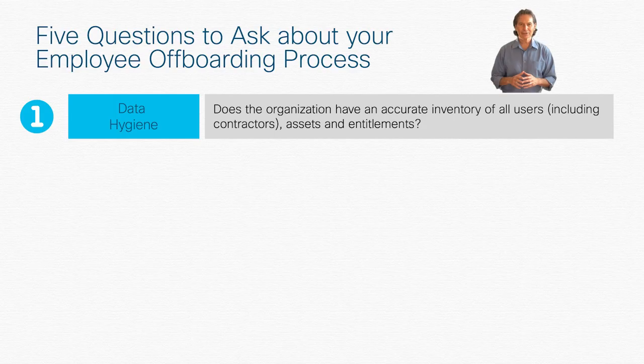When assessing the maturity of your employee offboarding process, here are 5 questions you might ask. We begin with data hygiene. 1. Do you have access to accurate data about the state of your technology assets, and who has access to these assets, both for your employees and contractors?